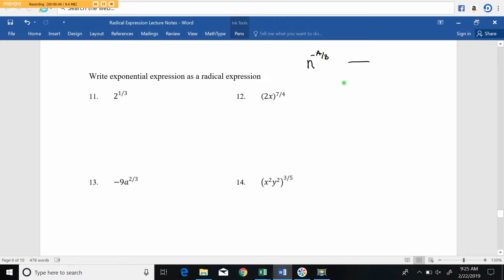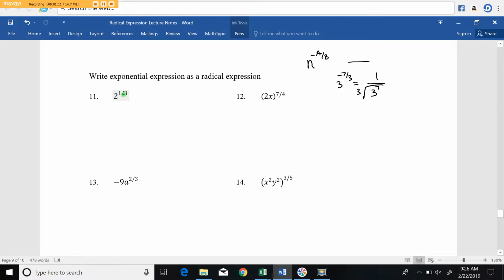So for example, let's say 3 to the minus 7/3, is equal to 1 over 3, and the 7 is the power to the 7th, and the 3 is the root. So that would be the 1 over the cubed root of 3 to the 7th power. As we go through these, we'll take a look at these examples here.